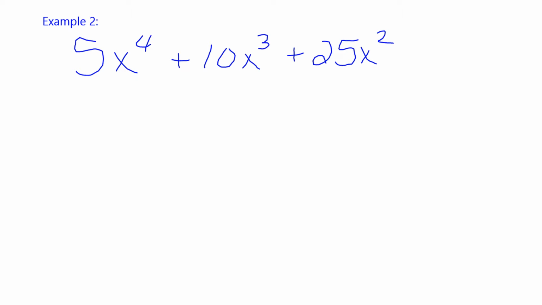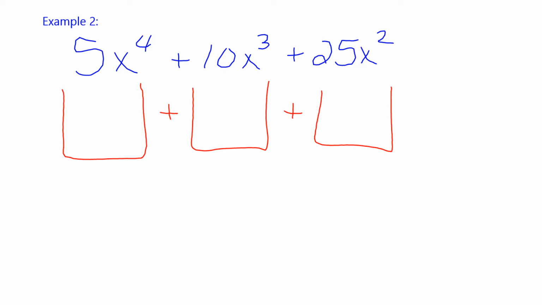Let's go one step harder. So we're going to use the bucket method. So you draw a bucket underneath every term and put the symbols between. And so now we're going to factor it out. So I have 5. The factors of 5 are 5 and 1. And then I have x to the 4th, meaning x times x times x times x.